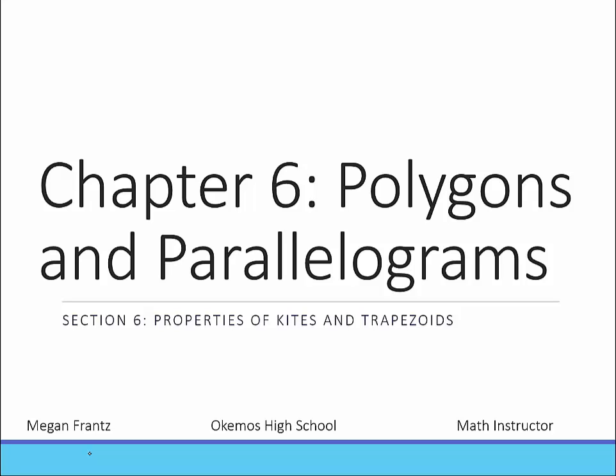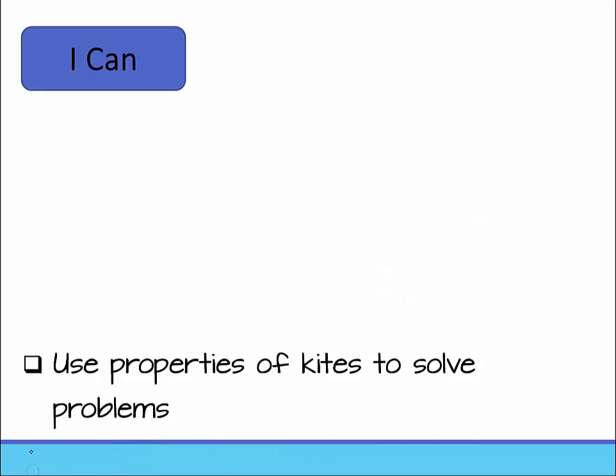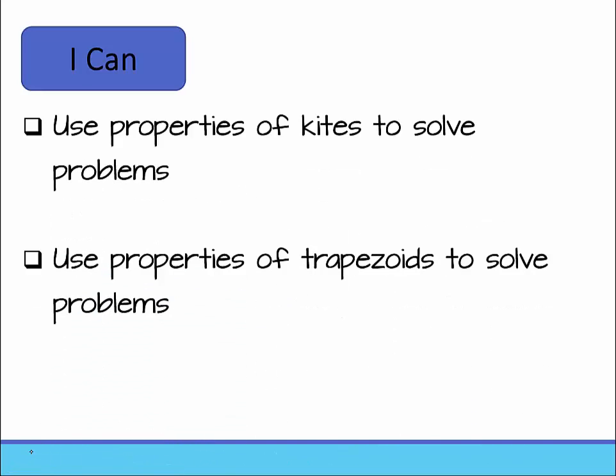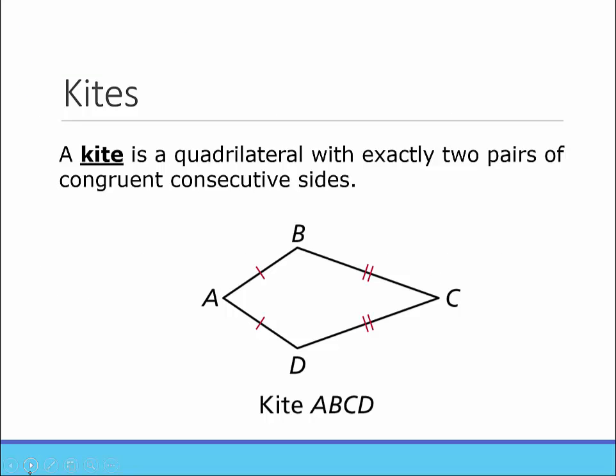Chapter 6, Section 6 is about properties of kites and trapezoids, two new shapes. So by the end of this lesson, you should be able to use properties of kites to solve problems, and also use properties of trapezoids to solve problems. So let's talk about kites first.